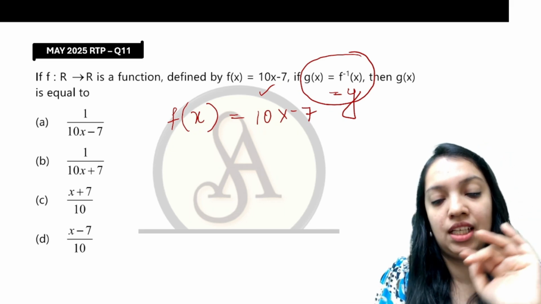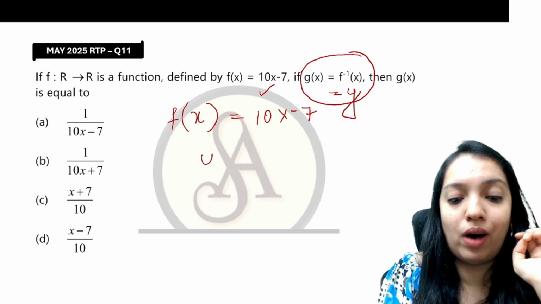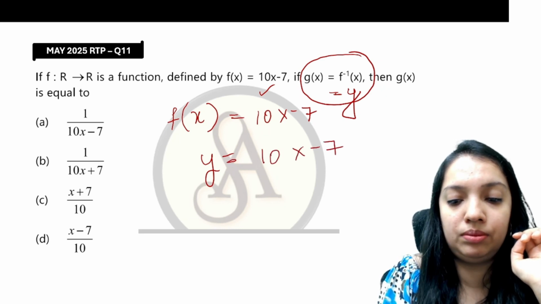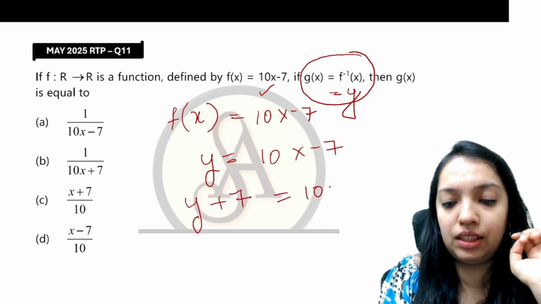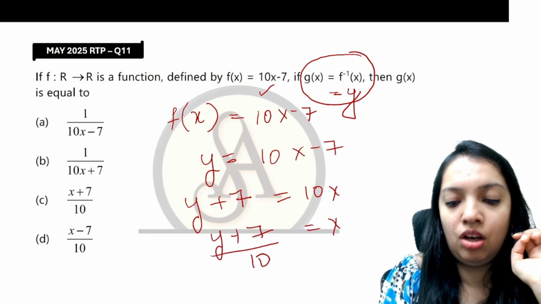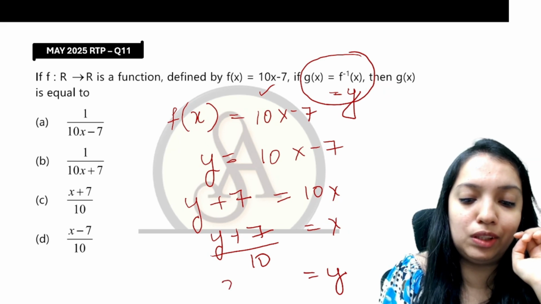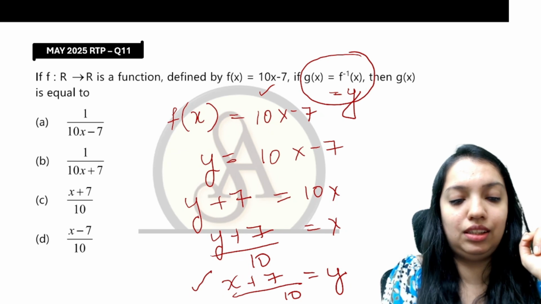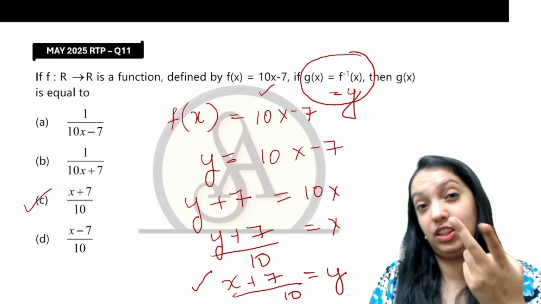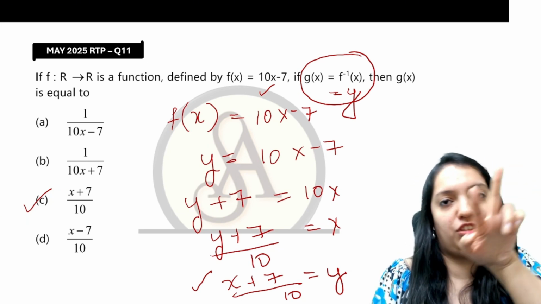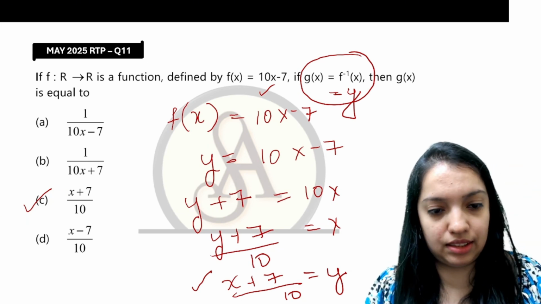y replaced with x. In that case, y is equal to 10x minus 7, and y plus 7 is equal to 10x, or x is equal to (y plus 7) by 10, or y is equal to (x plus 7) by 10. So your final answer is option C. This is an inverse function related question, where in the first step x will become y, y will become x. Remember this.